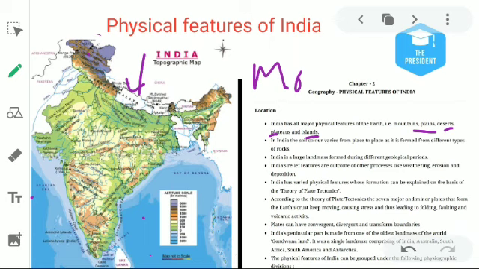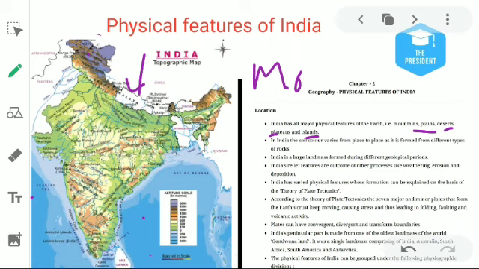map. There are three types of maps. First one is known as the political map. The political map shows the political boundary of any country. Second one is the physical map, which shows the physical features of any location, any place. And third one is known as the thematic map. Thematic maps show one particular theme like climate, temperature, rainfall, natural vegetation, etc.